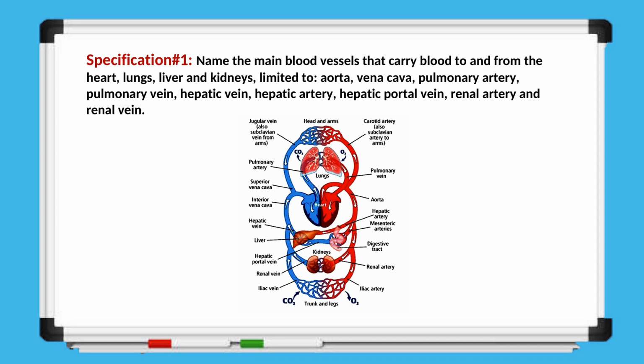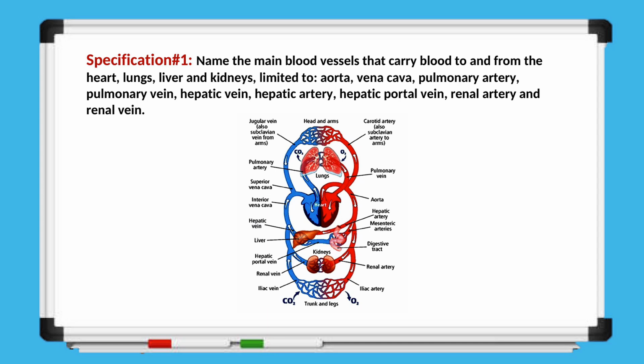In the diagram below, you can see the labeled parts, which give us an idea of where these vessels are located. For example, the jugular vein and subclavian vein carry blood from the head and arms, while the pulmonary artery and vein are connected to the lungs. The superior and inferior vena cava return blood to the heart, and the aorta distributes blood throughout the body.